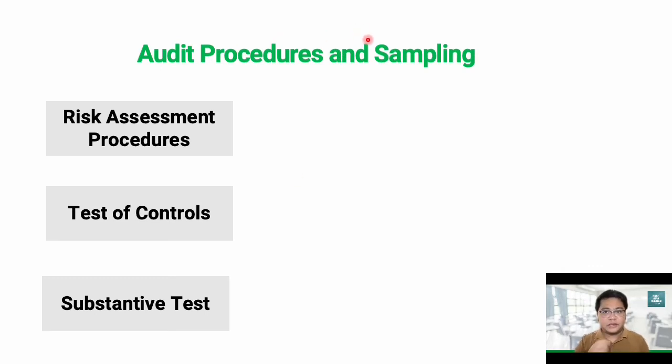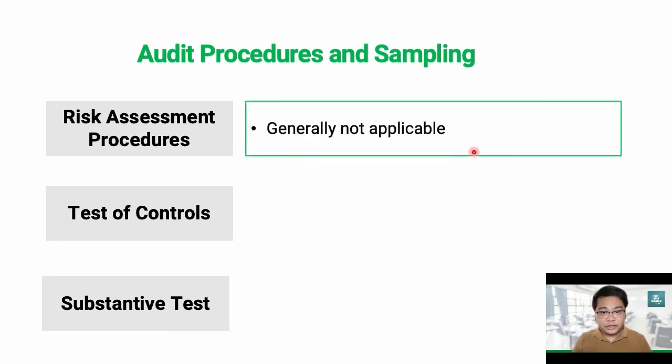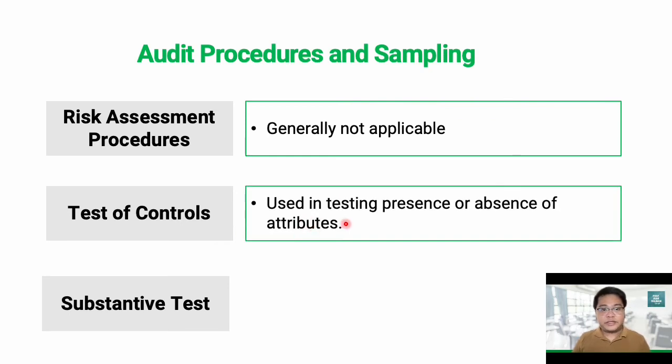So therefore, where do we use audit sampling? If we cannot use audit sampling in the areas mentioned in the previous slide, where can we use it? Can we use audit sampling in risk assessment procedures? Generally not applicable, except only if the risk assessment procedures are performed in conjunction with test of control, because in test of control, we use sampling.